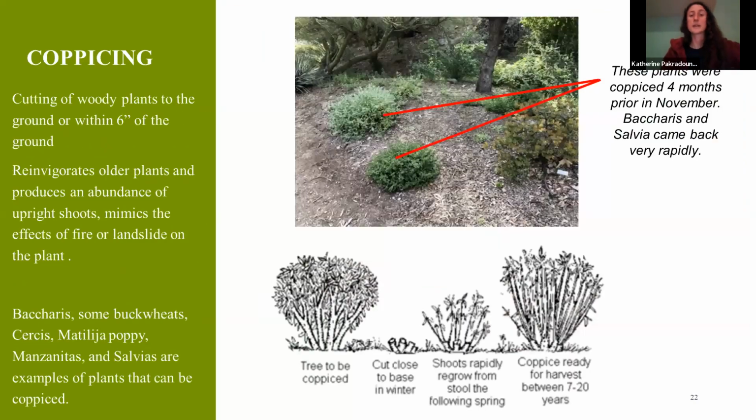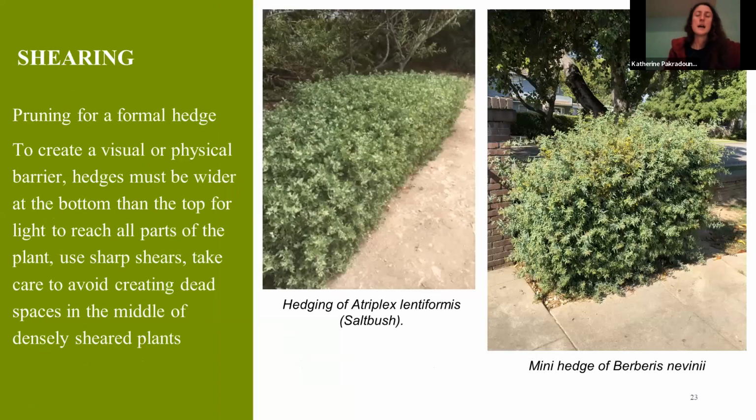All right, so we did coppicing. Coppicing, cutting down to the ground, rejuvenates plants. Shearing, right? So shearing is like trying to create this formal hedge look, for instance, a visual or physical barrier. They should be wider at the bottom than they are at the top. The idea is if they were completely the same, when the sun hits it, it would shade the entire bottom. So if they're a little bit wider at the bottom, then the sun can really touch all of the leaves and you get a healthier plant out of it. You want your sharp shears and you want to avoid creating dead spaces in the middle. If they're sheared too densely, you end up with that effect where the whole middle part is dead.